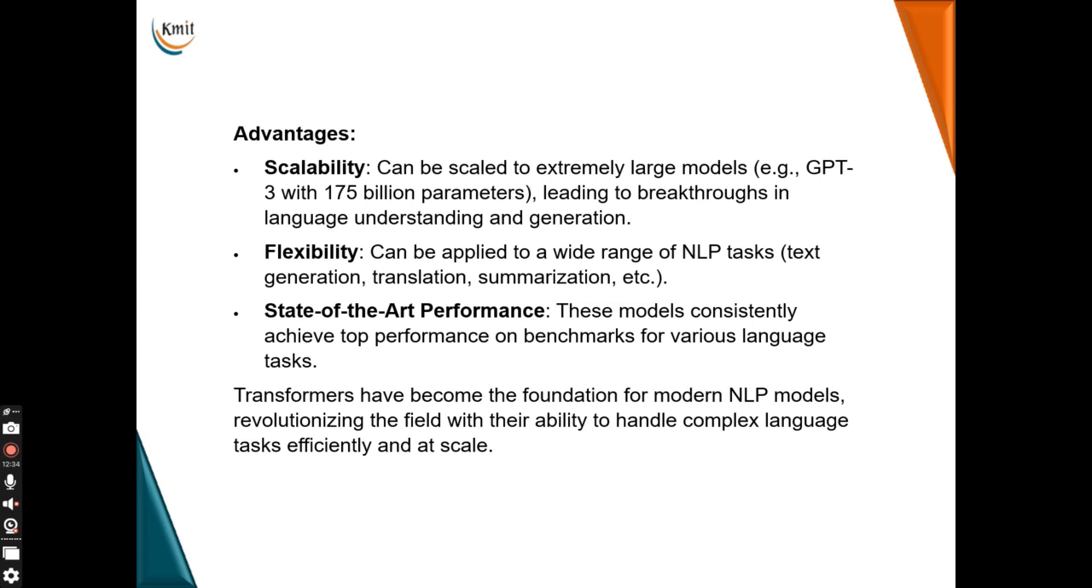Flexibility. It can apply to various varieties of NLP tasks, and because of its performance benchmarks, it is giving state-of-the-art performance. So these transformers generally lay the foundation for natural language processing models, and you are trying to use these models in order to handle complex language tasks without much pain and effort.